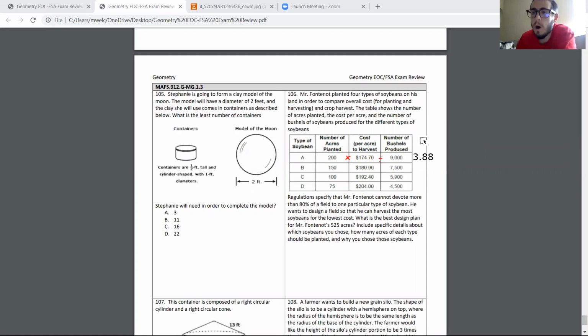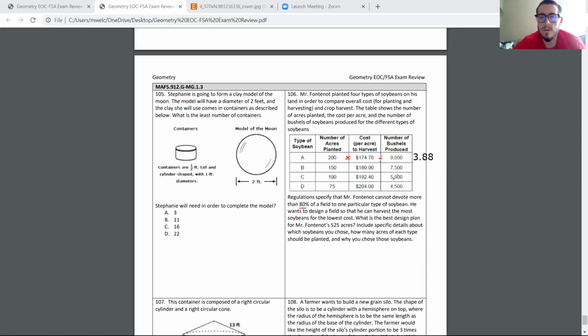So you need to do that for all 4 of these in order to figure out which one's going to be the cheapest. And then once you know what that is, you're going to devote 80% of the field to the cheapest one, and then 20% of the field to the next cheapest one.